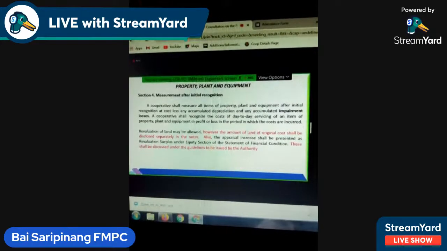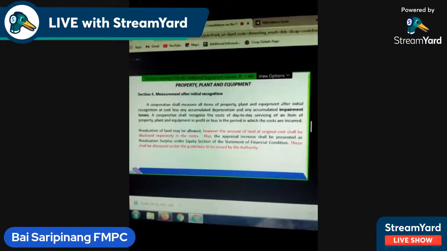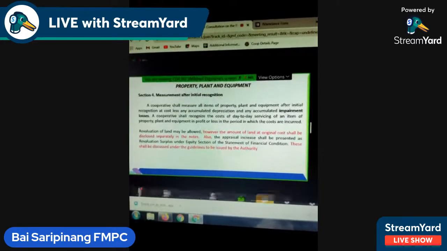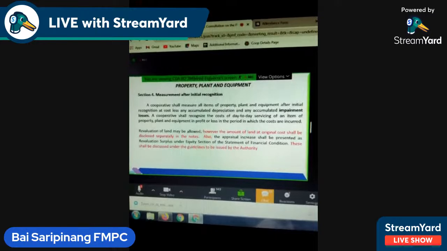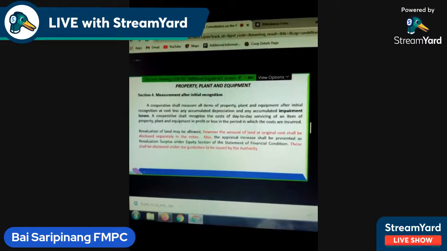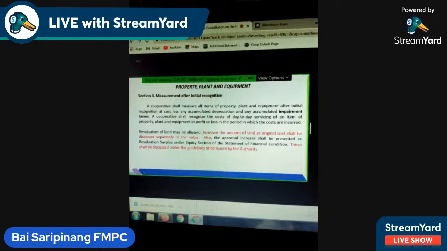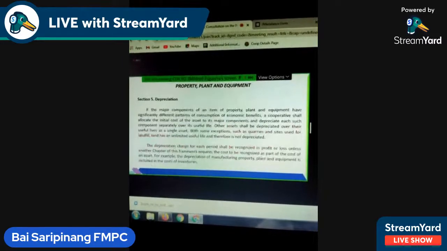That's why this shall be discussed under the guidelines to be issued by the authority. Kaya, hintay lamang po kayo, magkakaroon tayo ng additional guidelines on the revaluation of land. How to do it, when to do it, kung ano man ang kanyang detalye. Wait lang po tayo at mag-issue po ang authority sa atin ng guidelines on this revaluation of land.